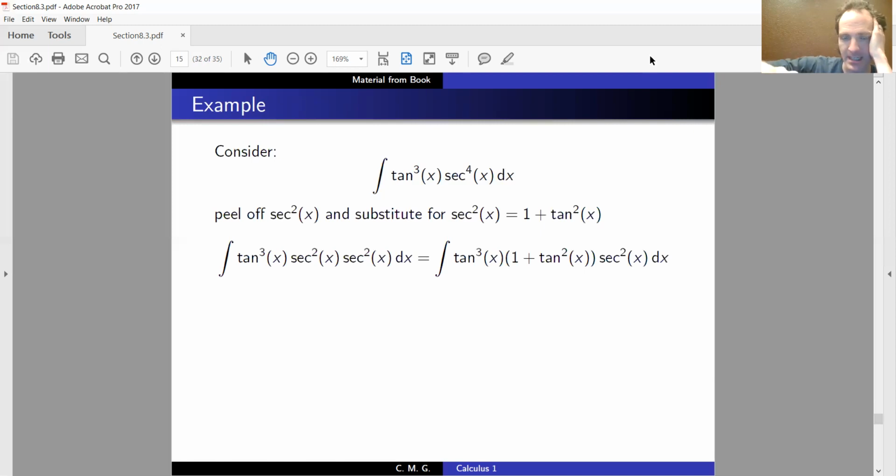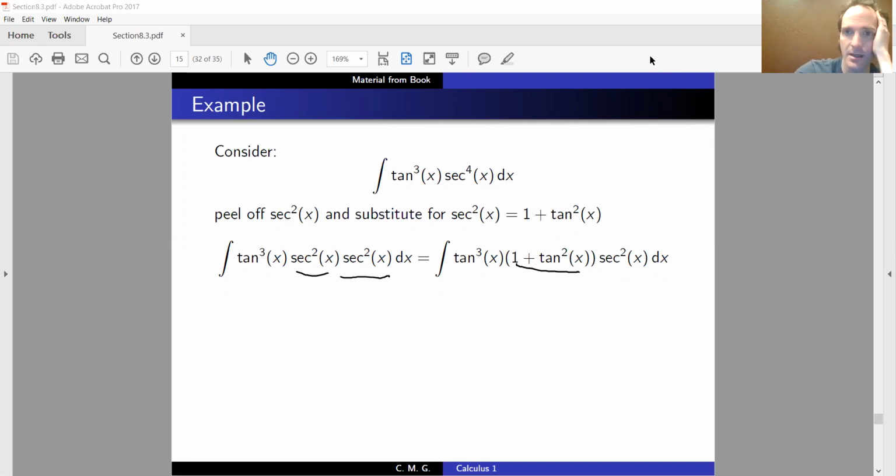So I'm going to peel off secant squared, and then I'm left with secant squared. So I've sort of peeled off one of my secant squareds. That's 2 of the 4. And I'm left with secant squared. I make my substitution for secant squared. That gives me 1 plus tangent squared times tangent cubed times secant squared.